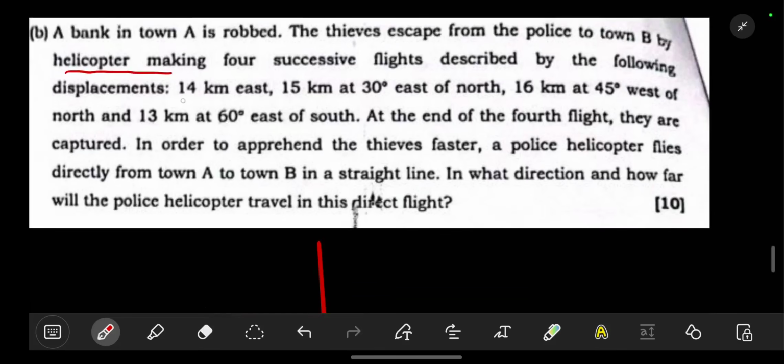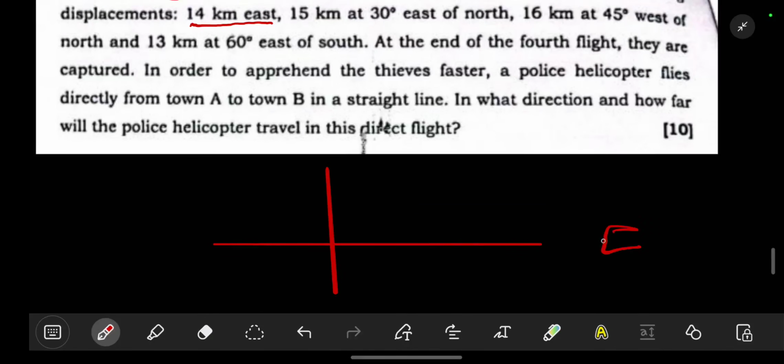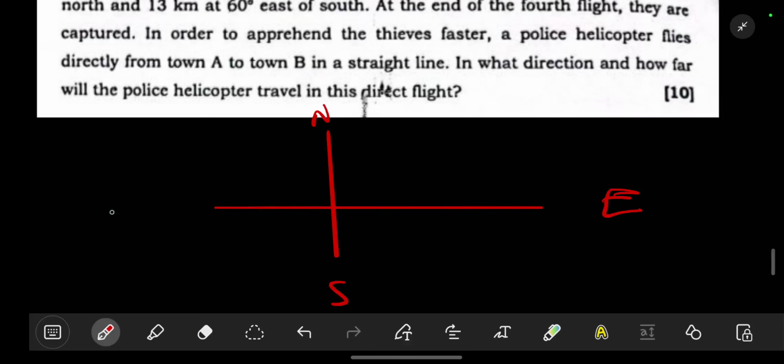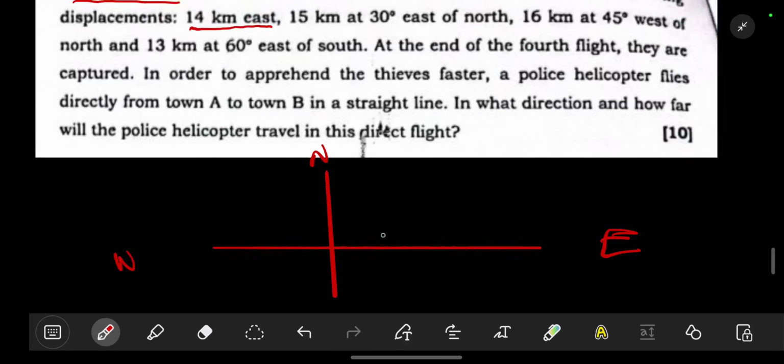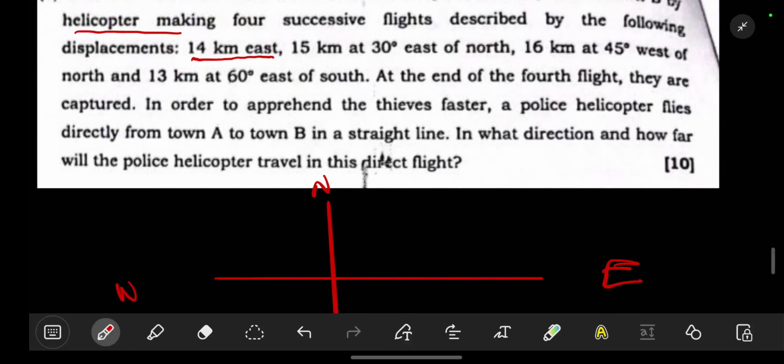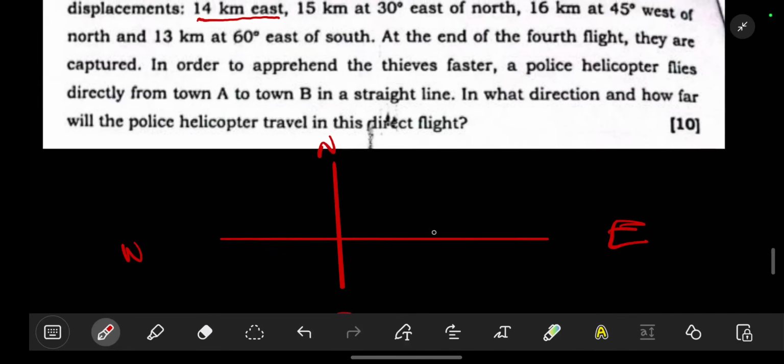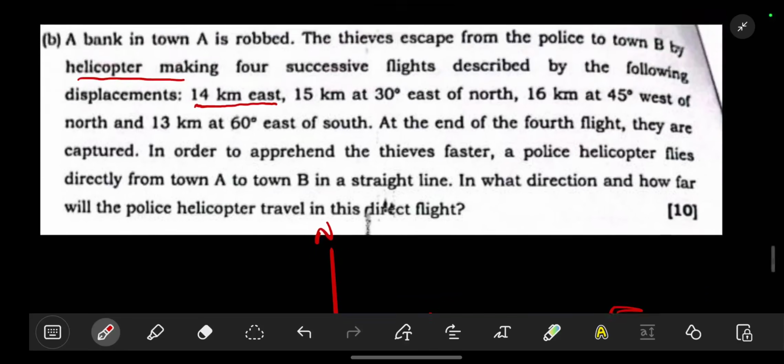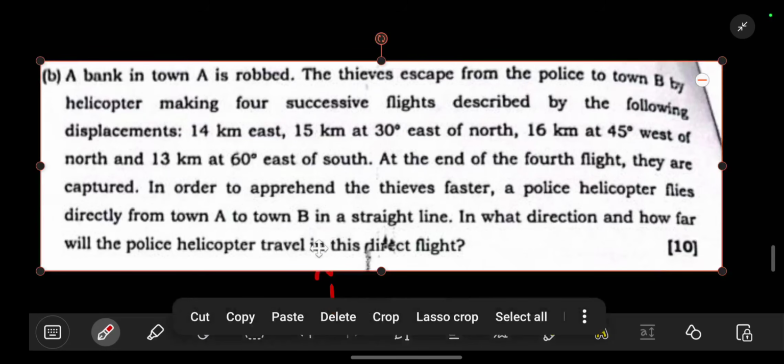So we have 14 kilometers east. We know that east is this side. We have our north, we have our south, we have our west. So our east is this side, so we have our 14 there. Then what else do we have? So that's our first displacement.